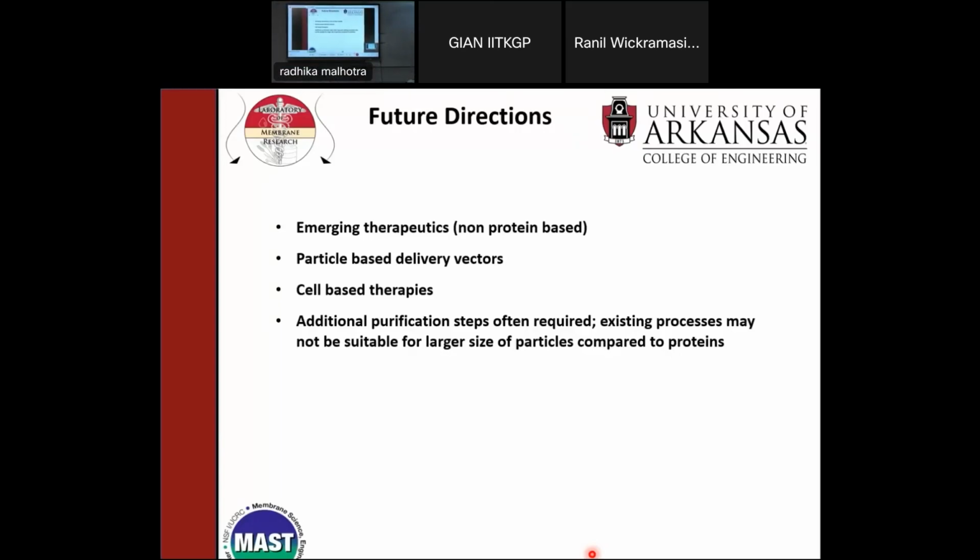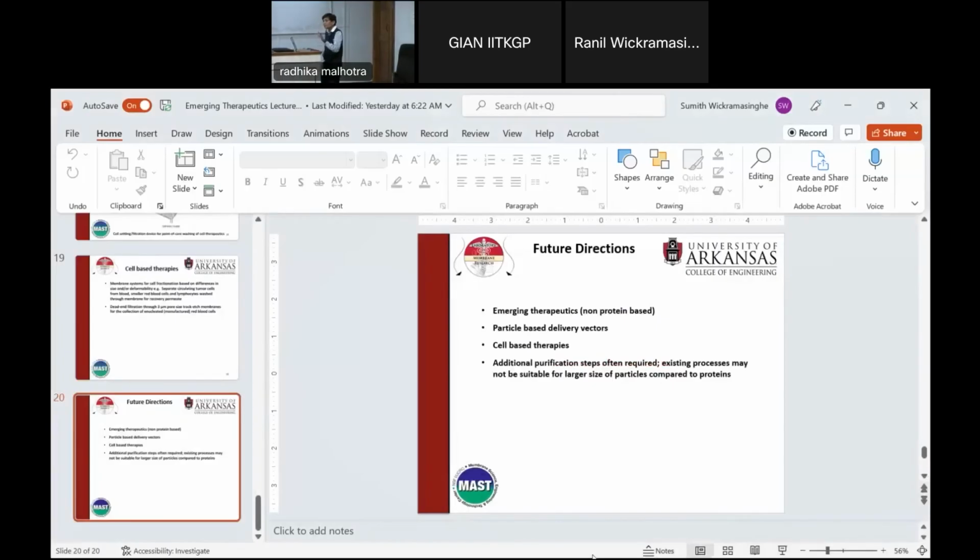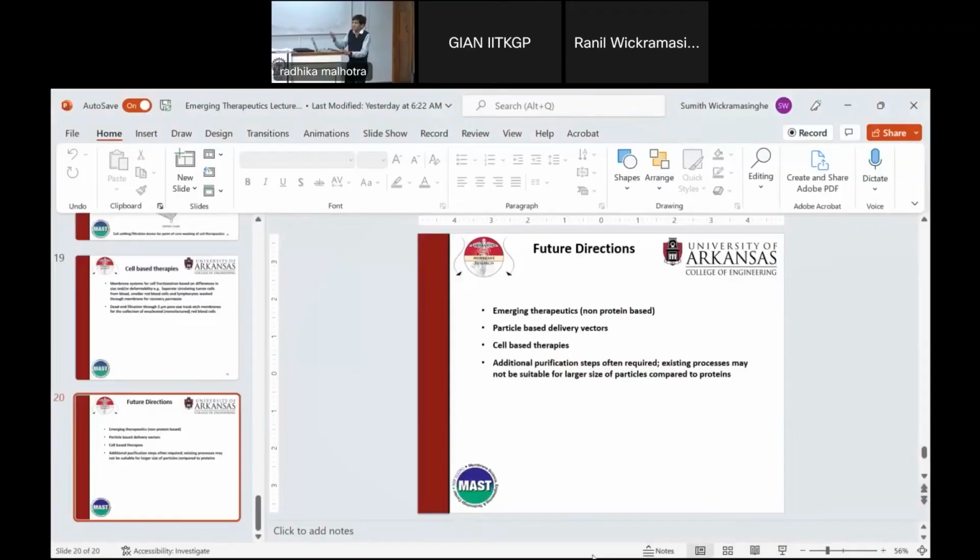So I think that gives you a summary of not only some of the emerging technologies, but also some of the emerging therapeutics, because ultimately the technology to develop will have to be driven by what the therapeutics are, right, if they're to be feasible. So I think that's it for me.